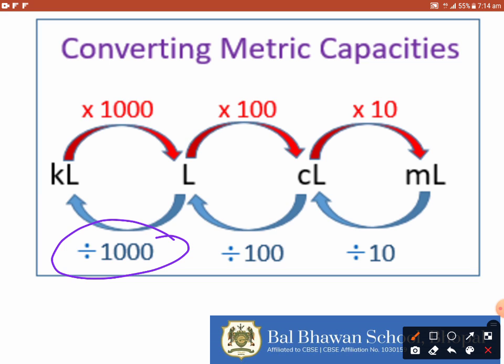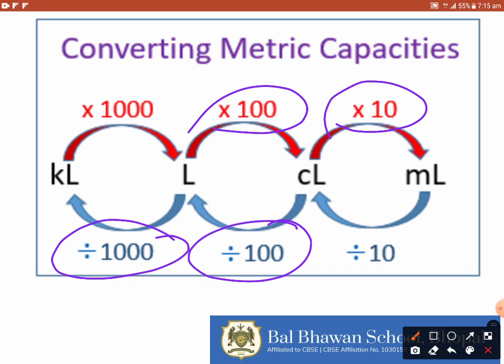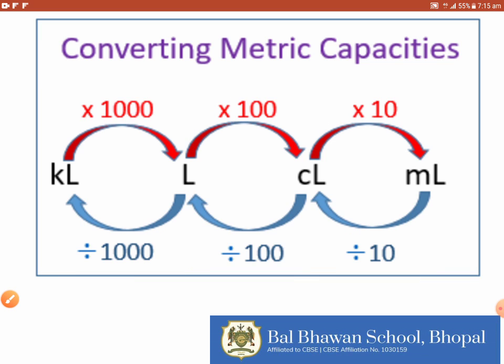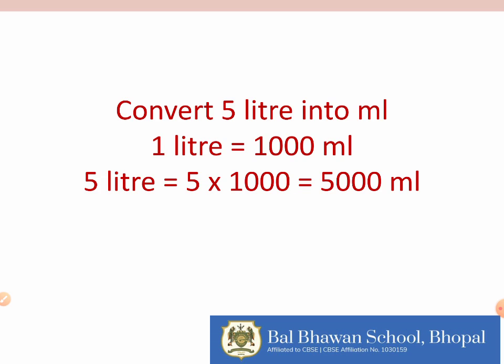To convert liter into centiliter, we multiply by 100. But to convert centiliter into liter, we divide by 100. To convert centiliter into milliliter, we will multiply by 10. But to convert milliliter to centiliter, we divide by 10. So using this conversion, we are going to do some questions.